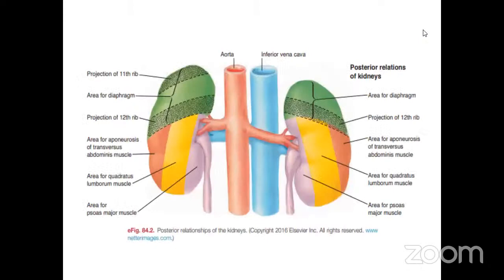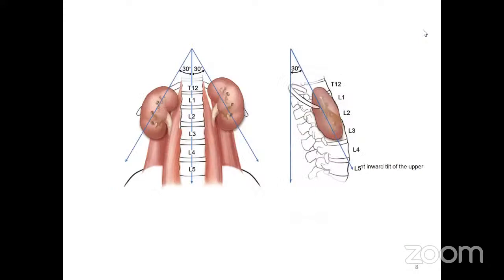These are the posterior relationships which show that upper one-third of both the kidneys are approximated to the lower part of the diaphragm. The orientation of kidneys is such that in sagittal section the lower pole is placed anteriorly, and the upper pole is a bit posteriorly. And in the frontal plane, kidneys are rotated in such a way that upper pole is medial and lower pole is lateral.